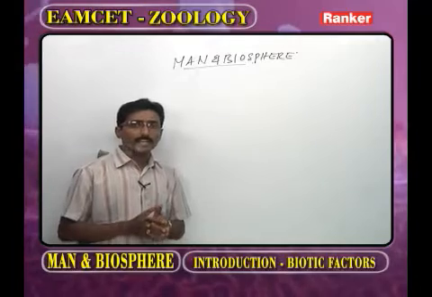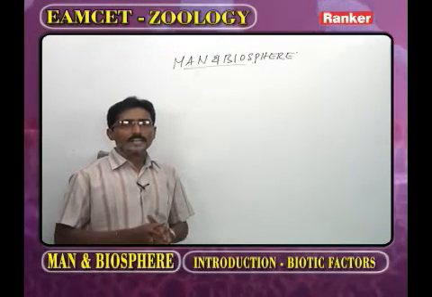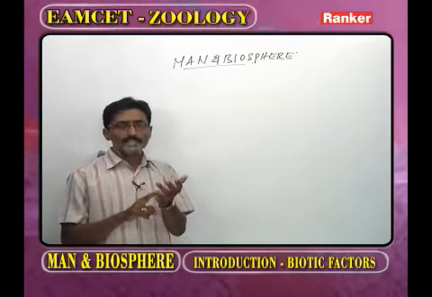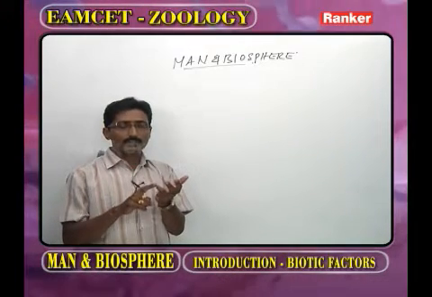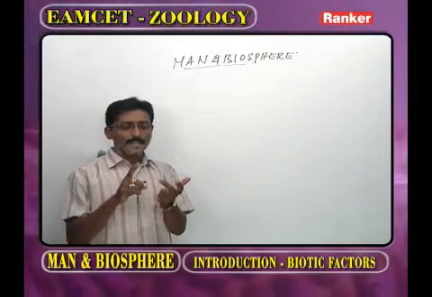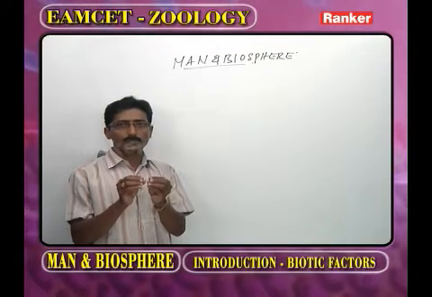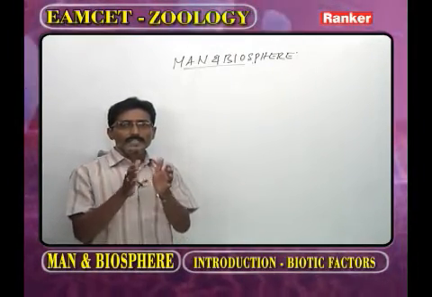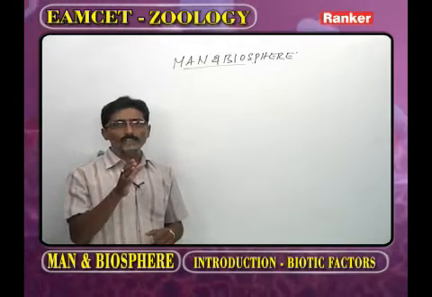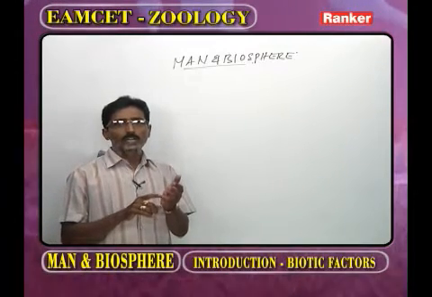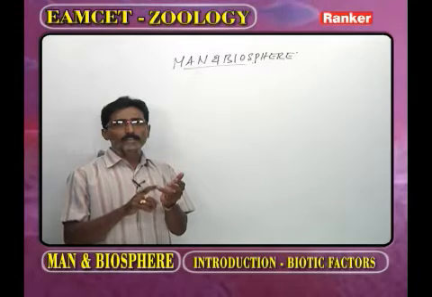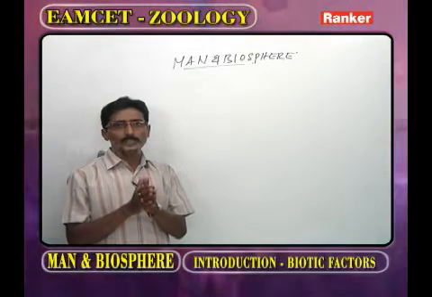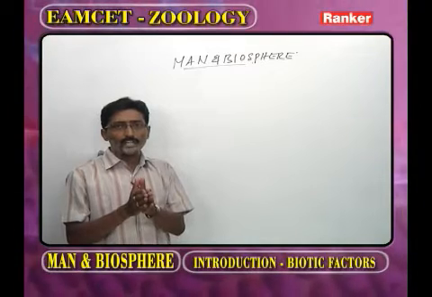The Earth is broadly classified into 3 physical components. One we call atmosphere, the second we call hydrosphere, and the third we call lithosphere. Now we enter into the questions.